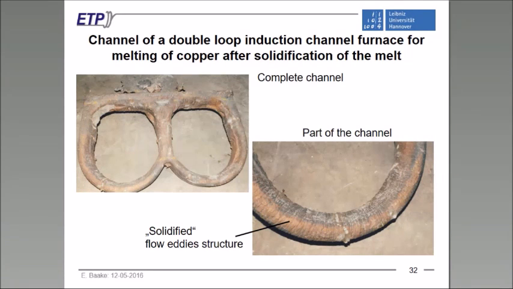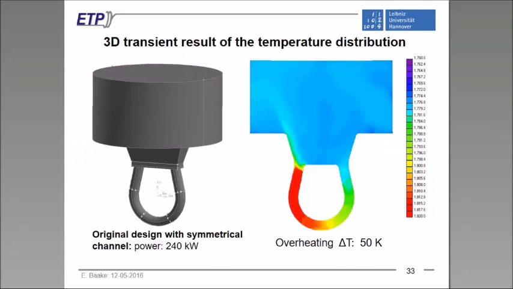And as you can see here, this is the channel of a double loop induction channel furnace for melting of copper after solidification of the melt and removing the ceramic lining in the channel. And there you can find also the solidified structures, where you can see that there have been very intensive flow eddies, which of course have made this characteristic structure in the lining, which we can find then in the solidified copper after taking away the lining. That shows us that our simulations are quite in good agreement with the realistic situation.